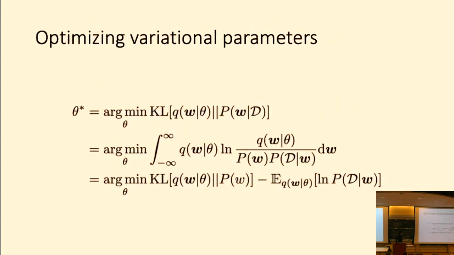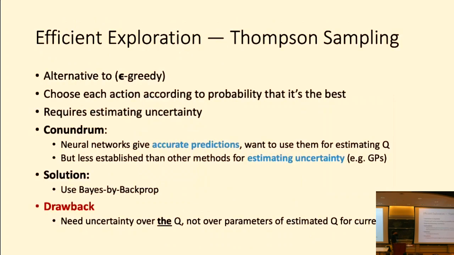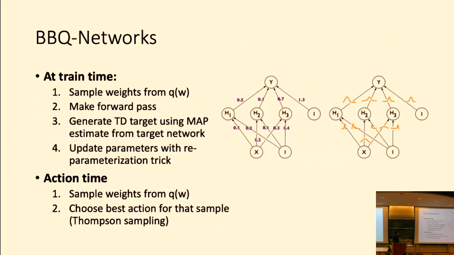So we wind up with our objective that basically says make a variational distribution look a bit like the prior, and also minimize the negative log likelihood. I first applied these tools heuristically in the context of dialogue policy learning when I was an intern at Microsoft Research in 2016, but it takes a while to publish stuff. So in that case, we said, let's do something like Thompson sampling. We want to choose each action according to the probability that it's the best action. And so we applied these tools.